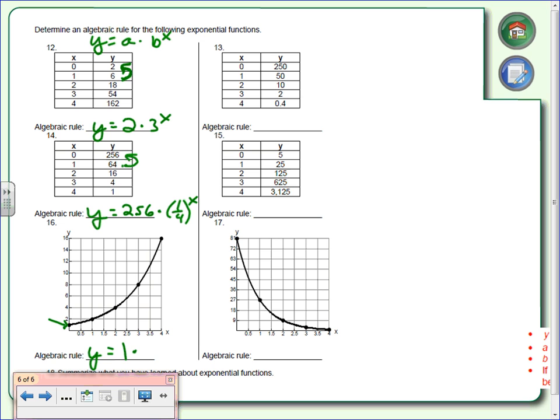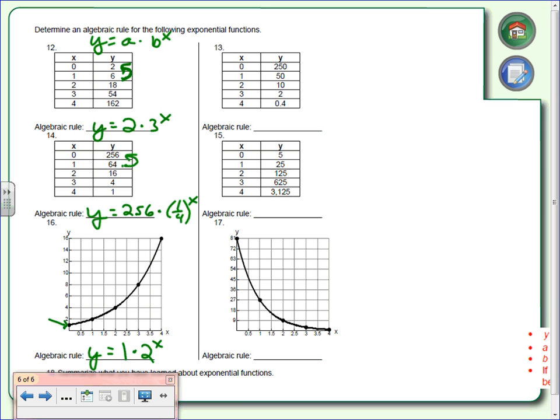For the B, first of all, notice how the graph is increasing, which means it's got to be a number bigger than 1. Let's look at the y values, guys. It's going from a 1 to a 2, then from a 2 to a 4, then from a 4 to an 8, and then from the 8 to a 16. So what's happening each time here? We're not adding, we're doubling, right? So the b value is a 2. 2 to the x power. So there's our rule: y equals 1 times 2 to the x power.